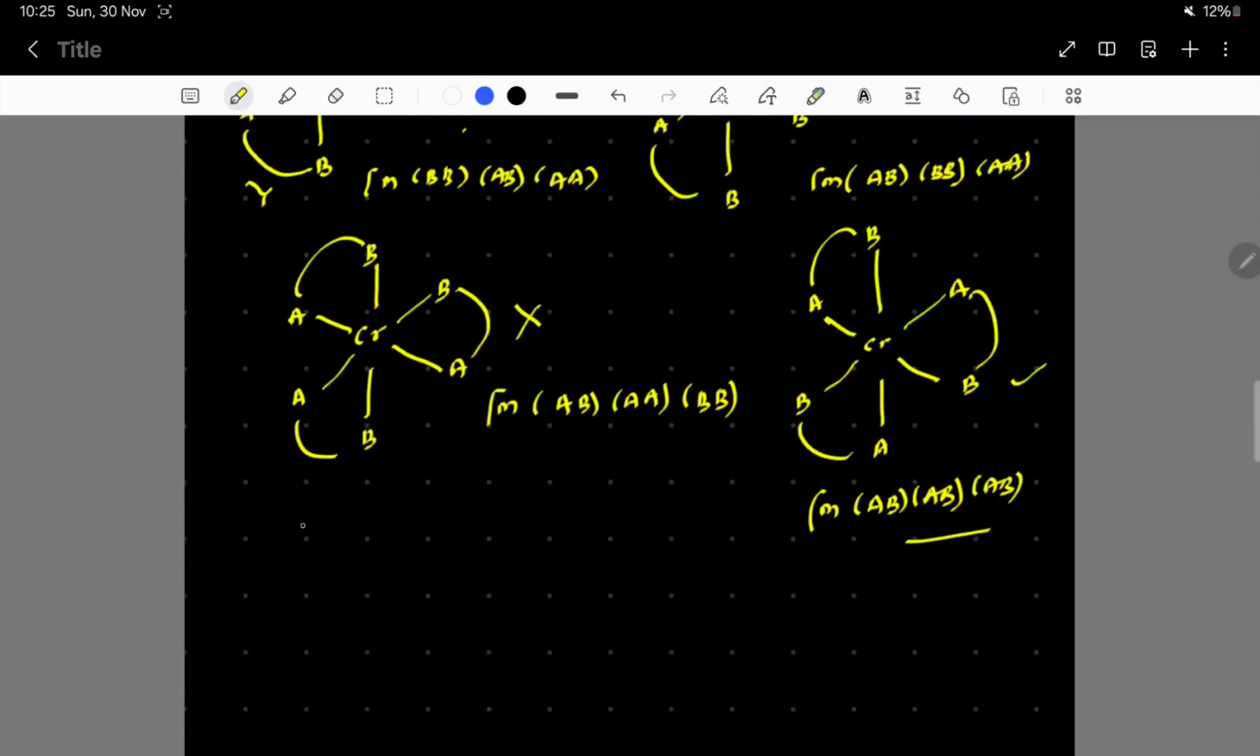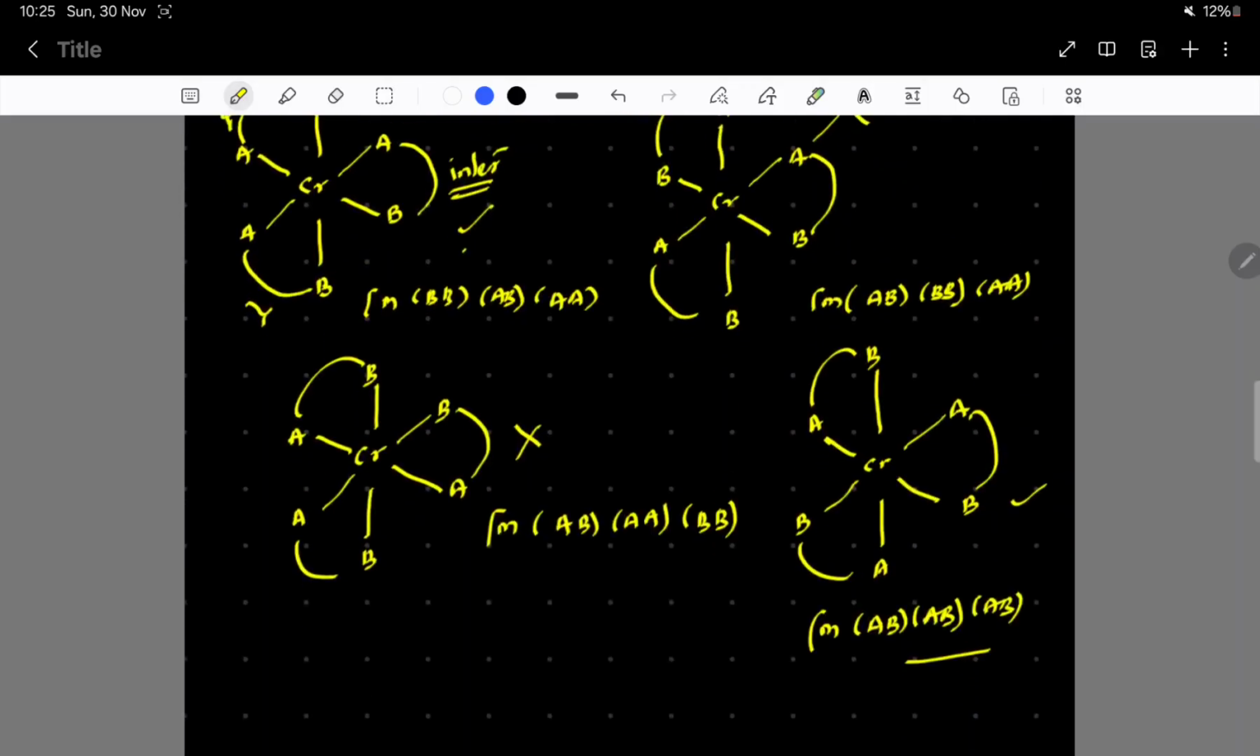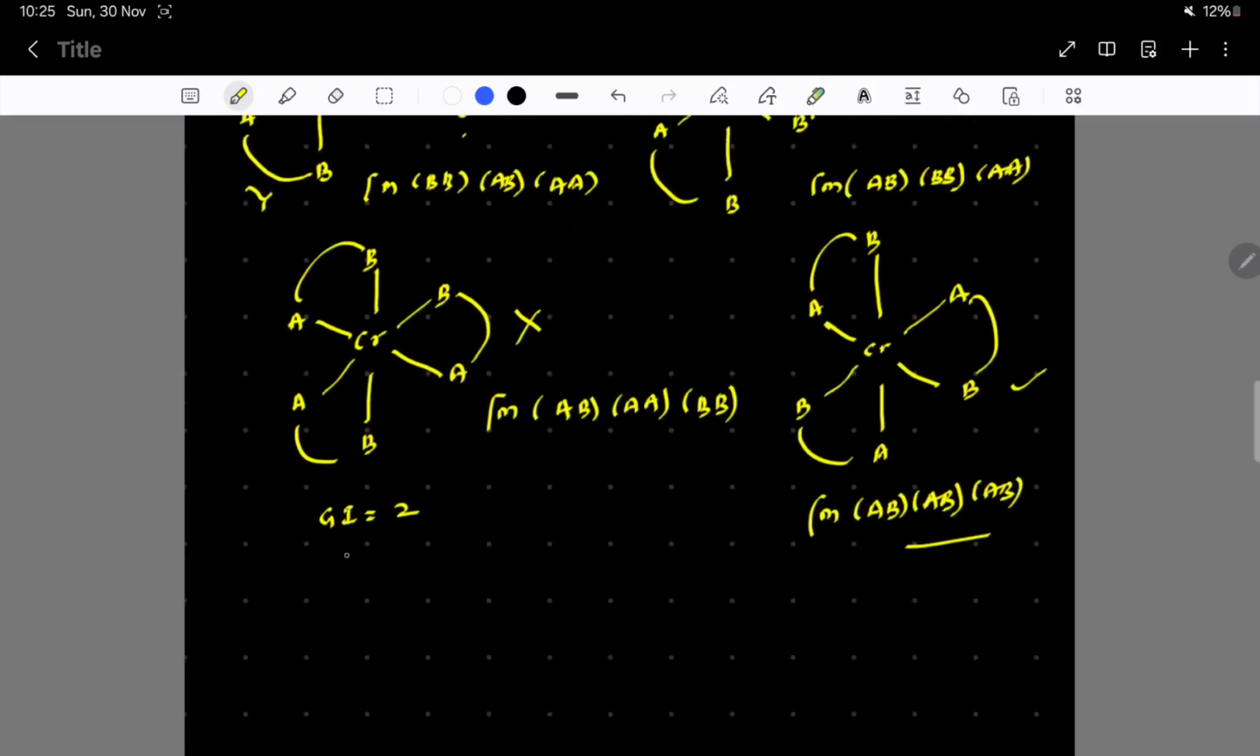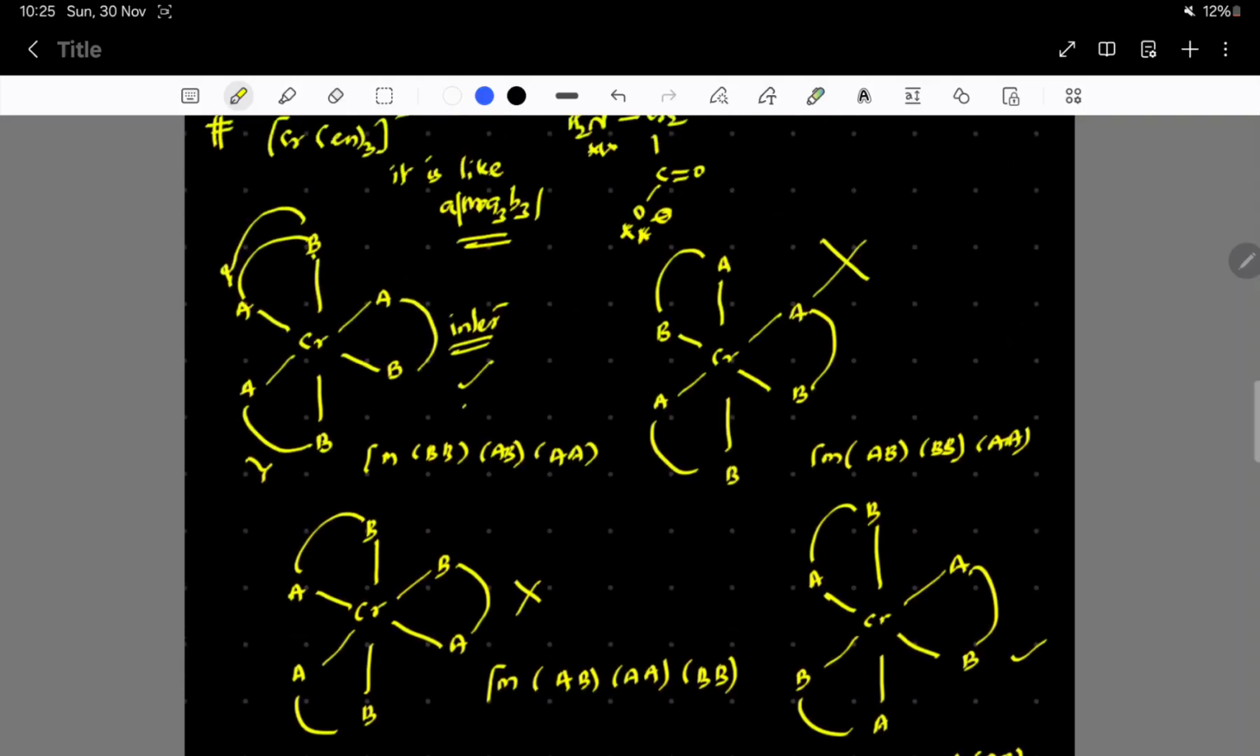So now look at, student, right? So now here number of GI is equal to, student, 2, right? Then number of optical isomers is equal to 4. Number of optical isomers is equal to 4. Right. Now number of stereo isomers is equal to, student, the answer will be 4. Right. So this is about, student, M, A, B taken thrice.